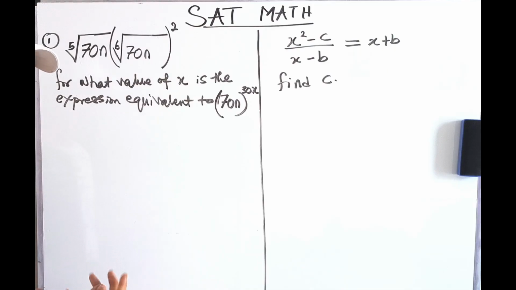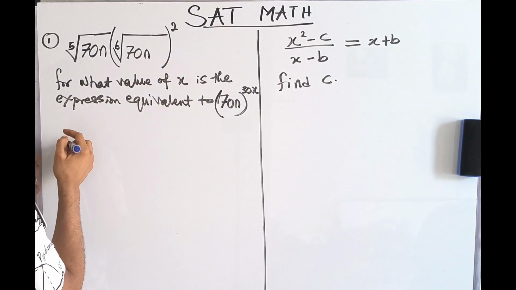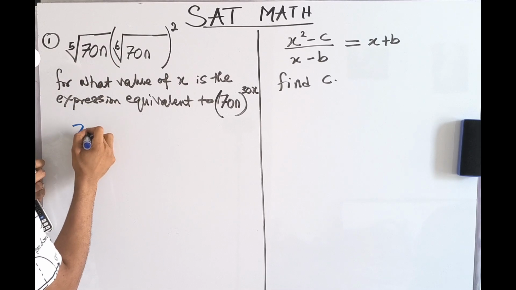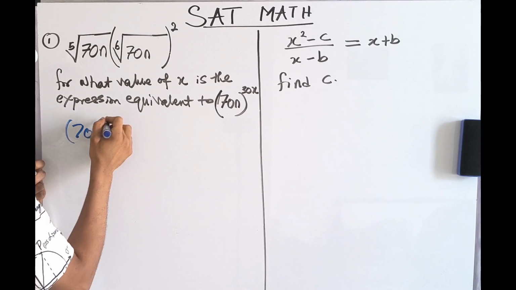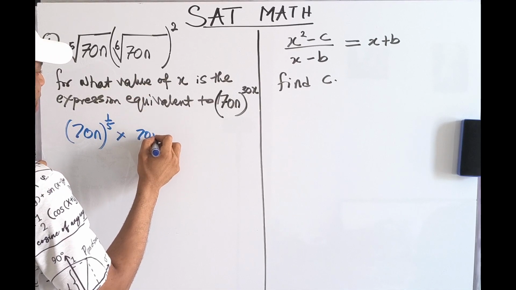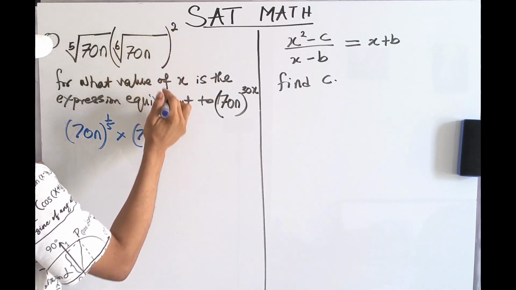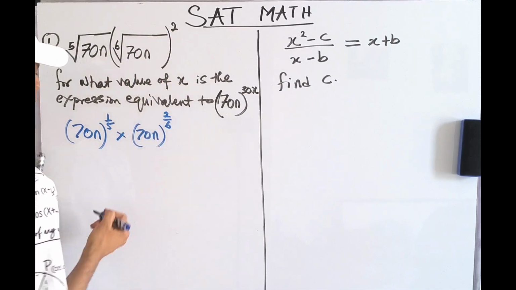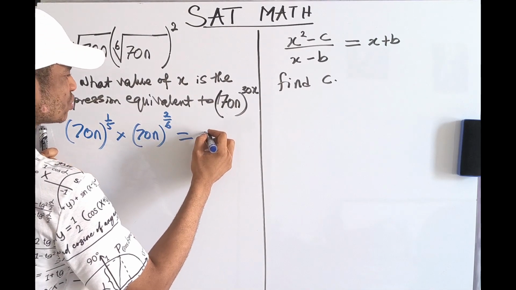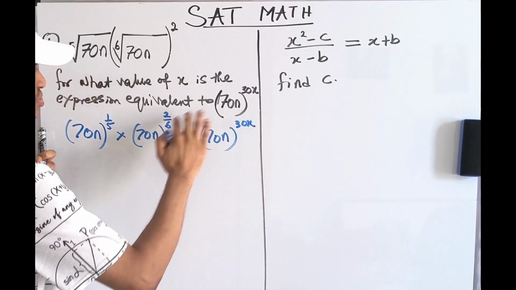So you should know your rules of indices. I'll just keep them in index form first. So this should be 70n to the power of 1 by 5 times 70n to the power of, now you remember, this should be 2 by 6. Now they're of the same base, so I can add them. So they told me this should be equal to 70n to the power of 30x. Okay, I'm just equating them.